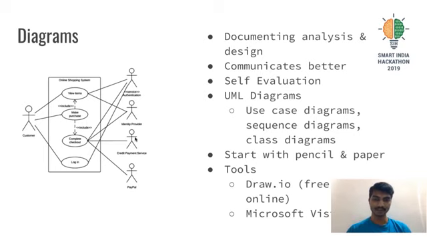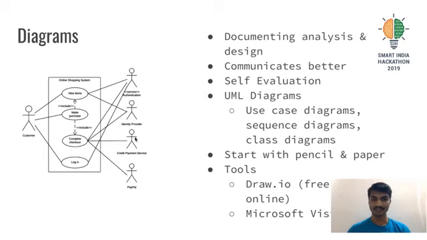Creating diagrams for an analysis and design is also another technique of self-evaluation, because when we are drawing it out on a separate canvas, it is easy for us to visualize the things we had in our mind, and it gives us more clarity on what we have analyzed and designed. When it comes to diagrams, UML diagrams are more useful when you are doing software architecture, starting from use case, sequence, class diagrams, object diagrams.